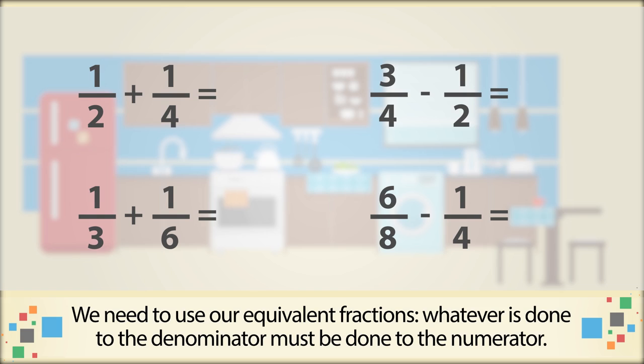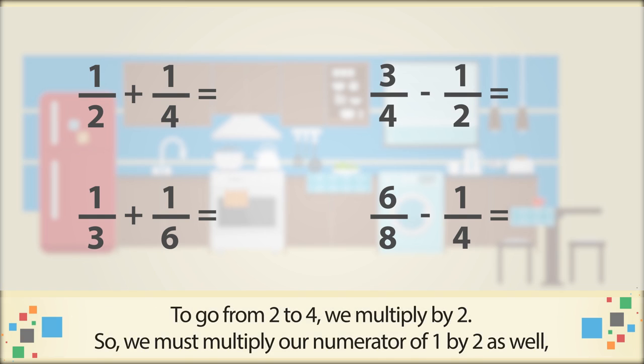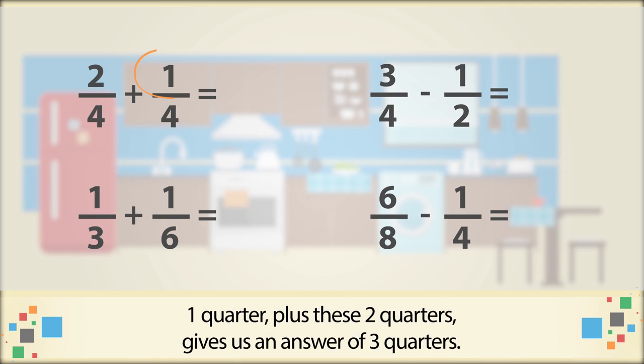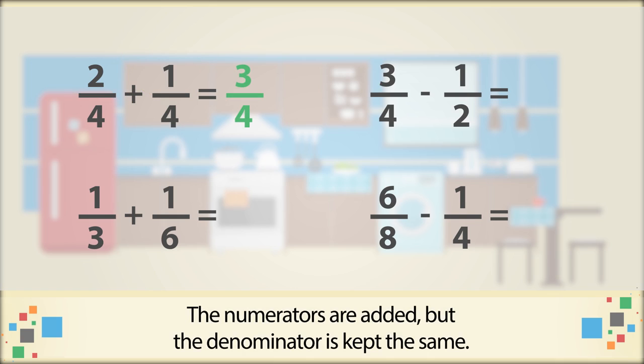We need to use our equivalent fractions. Whatever is done to the denominator must be done to the numerator. To go from 2 to 4, we multiply by 2. So we must multiply our numerator of 1 by 2 as well, giving us 2. Now we have 2/4 rather than 1/2. 1/4 plus these 2/4 gives us an answer of 3/4. The numerators are added but the denominator is kept the same.